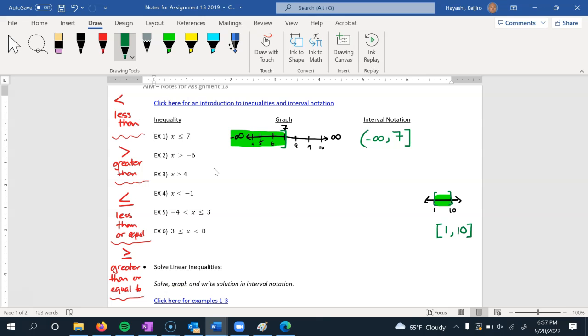Any number within that interval is going to be a solution to the inequality. Any number in between negative infinity and 7, including 7, is going to be a number that is less than or equal to 7.